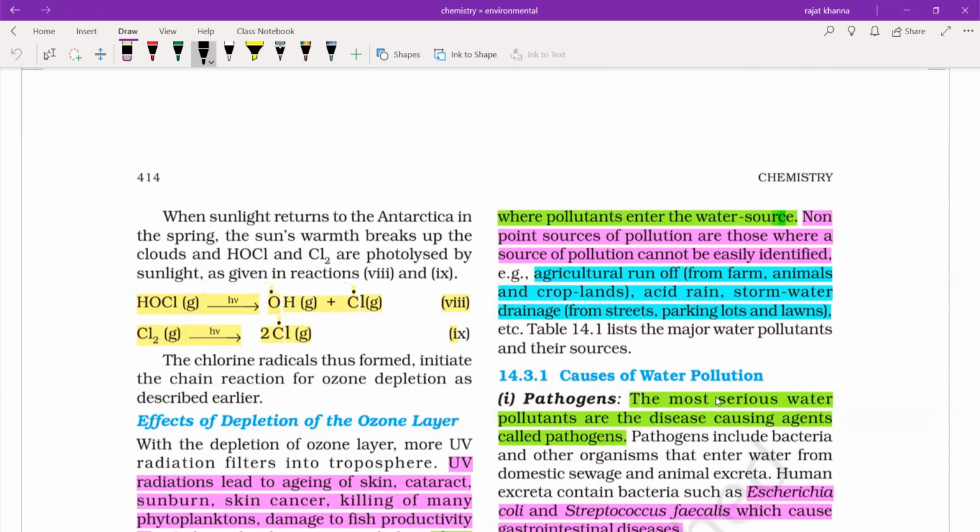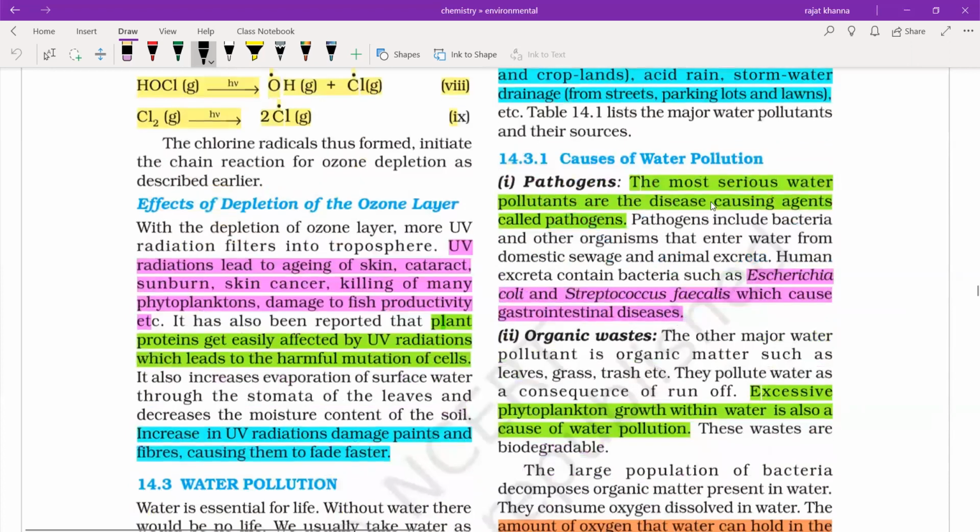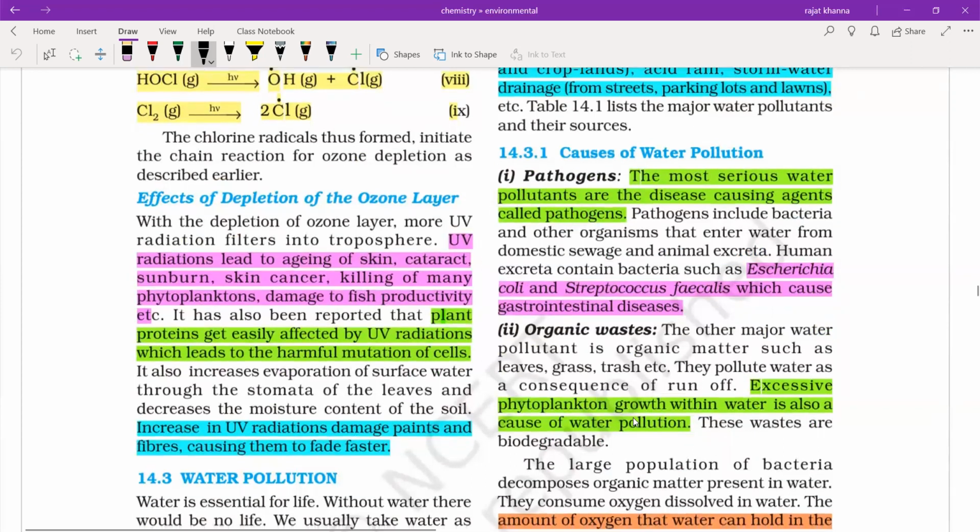water pollution. Pathogens: the most serious water pollutants are the disease-causing agents called pathogens, such as Escherichia coli and Streptococcus faecalis, which cause gastrointestinal diseases. Organic waste and excessive phytoplankton growth within water are also causes of water pollution.